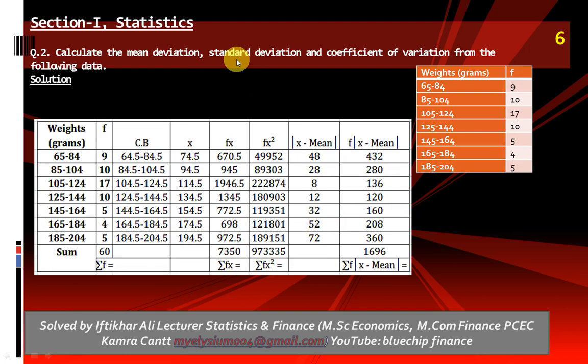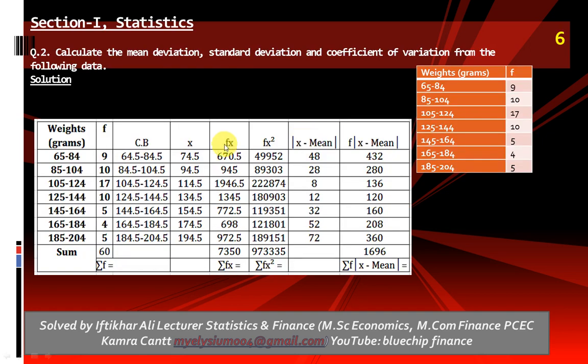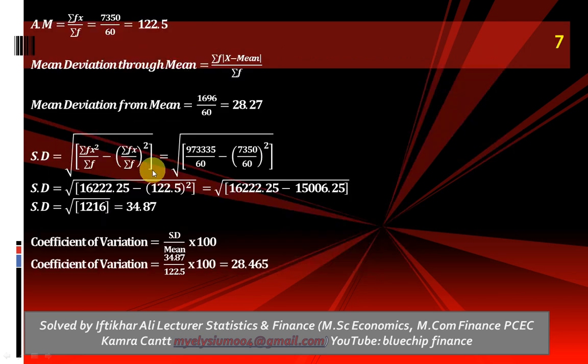The second requirement here is the standard deviation. We already discussed several times that there are a lot of formulas to calculate standard deviation, but I think the simplest formula is the square root of sum of fx square over sum of f, minus mean square. So we need one more calculation, and that is the sum of f multiplied by x square, which equals fx multiplied by x. That will be fx square. So 49952 and so on, and the sum of fx square is 97335. After putting the values into this formula, standard deviation will be 34.87.